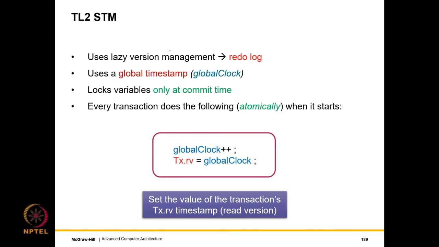So now we will discuss the TL2 STM, which is slightly more sophisticated in the sense it does provide for opacity, and it uses a different method. Instead of eager version management, it uses lazy version management, which is a redo log. So one thing you can see quite quickly is that if opacity is supposed to be provided at the software level, a redo log is required because that will ensure that writes are not visible.